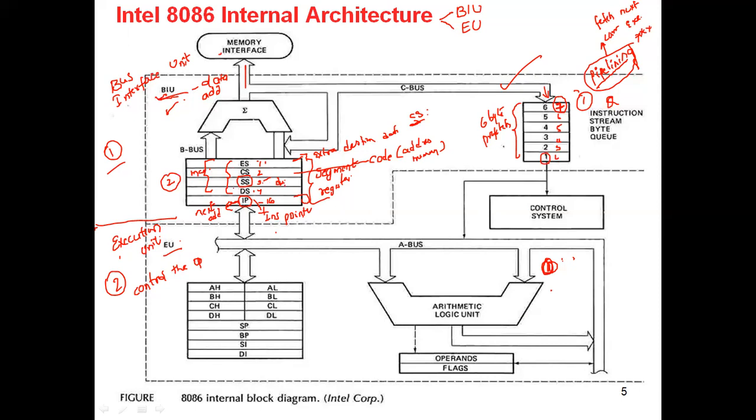And next, coming to the execution unit. First and foremost, you have the arithmetic and logical unit. What is the purpose of this arithmetic and logical unit? It performs arithmetic operations as well as logical operations. What are arithmetic operations? Addition, subtraction, multiplication and division. OR and NOT are the logical operations. The purpose of this ALU is to perform all these things.